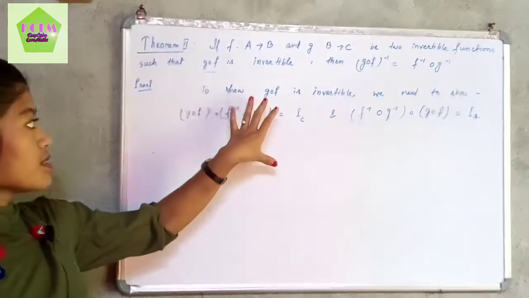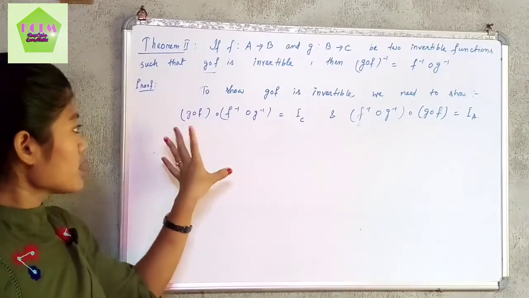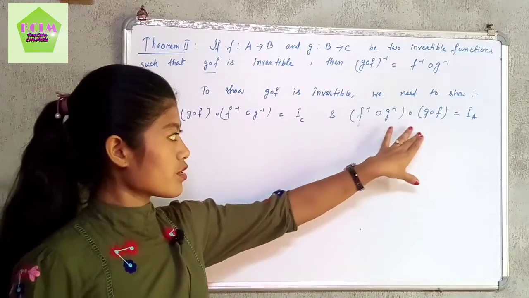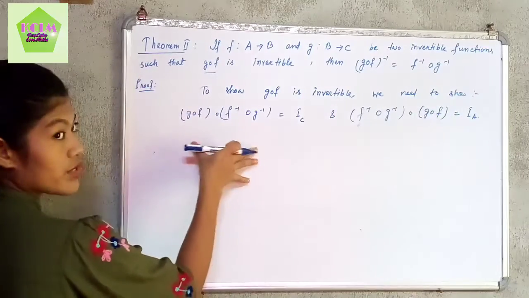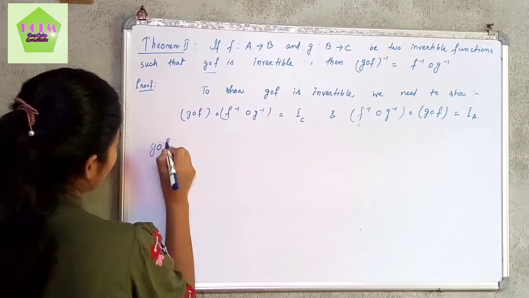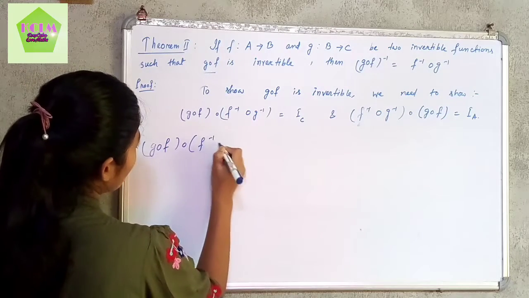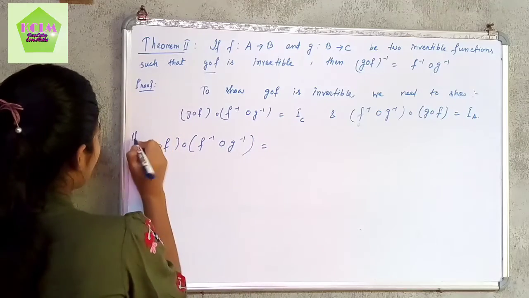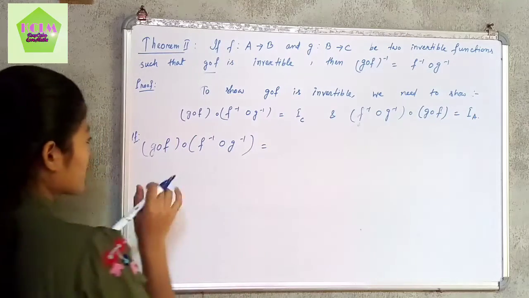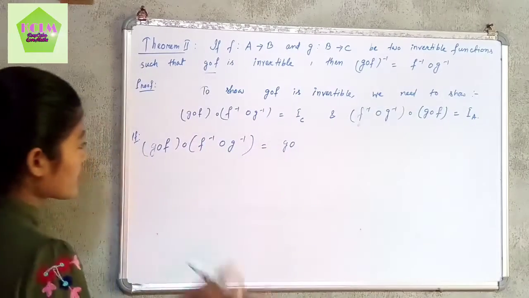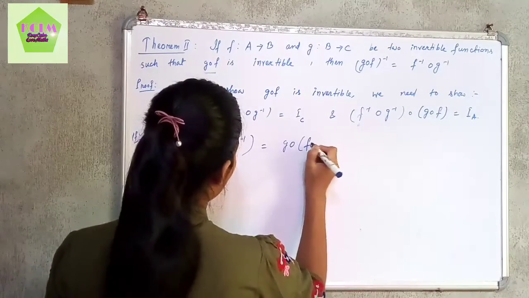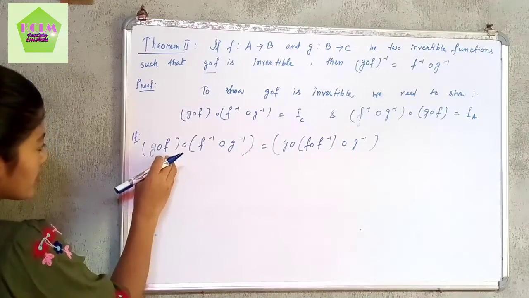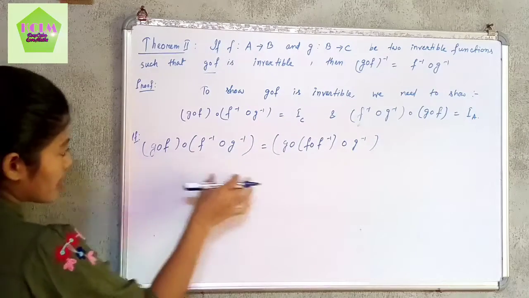To show that g∘f is invertible, first of all we need to show two things: (g∘f)∘(f inverse ∘ g inverse) equals I_C, and (f inverse ∘ g inverse)∘(g∘f) equals I_A. Now, the first part is this. By definition of composite function, if we take the bracket of f∘f inverse, then we get this.